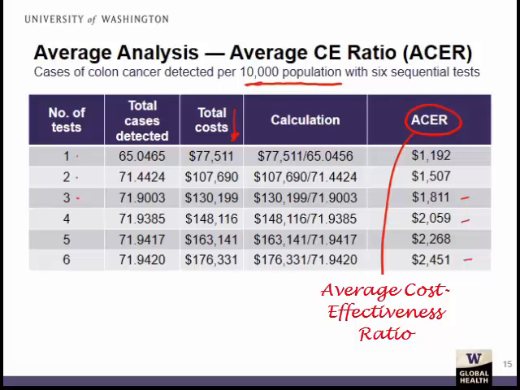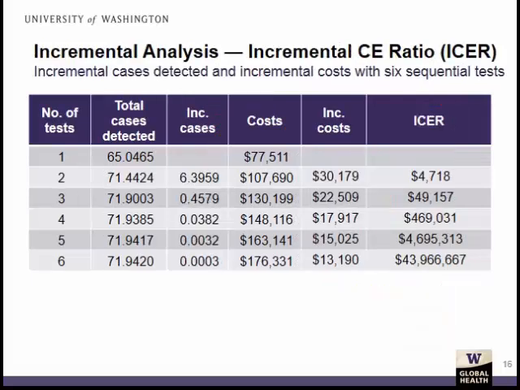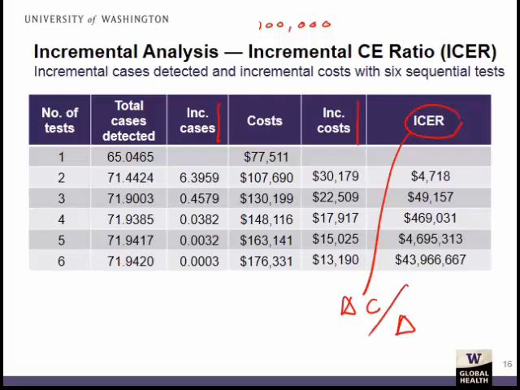Now let's look at the incremental analysis on the next slide to try and make the point about the importance of incremental analysis. Now let's say you did an incremental analysis. Remember that we still have a population of 100,000 individuals screened. On the first one, you detect the same 65 people, and the costs are $75,000. And let's leave the others blank because we have added a column for incremental cases and incremental costs, and we have our ICER, which is the change in cost divided by the change in effectiveness.